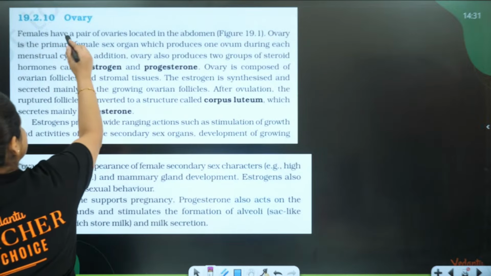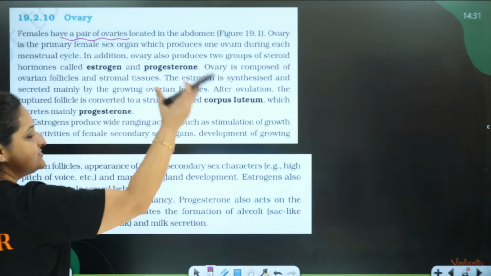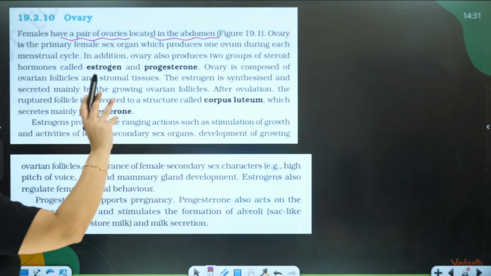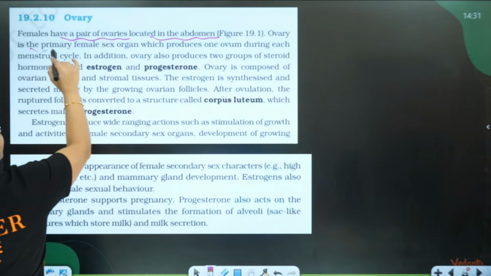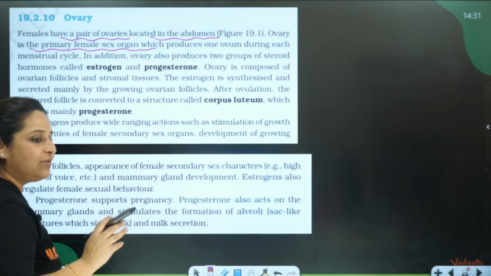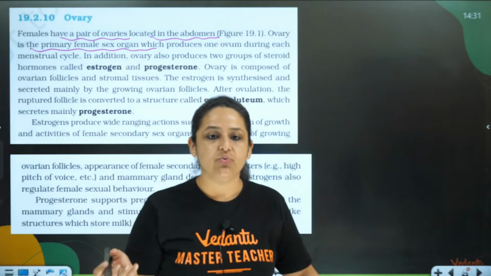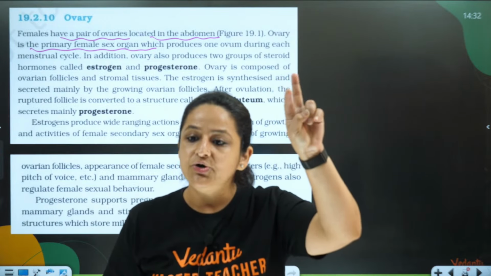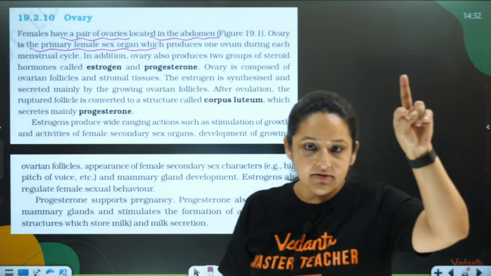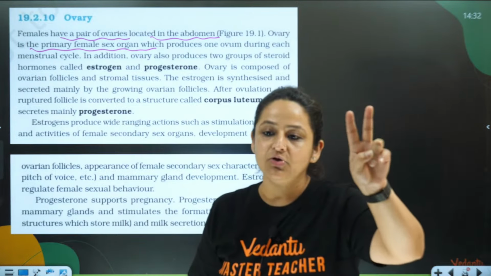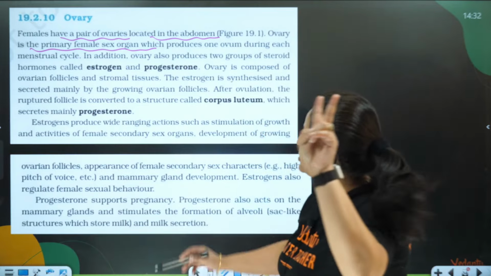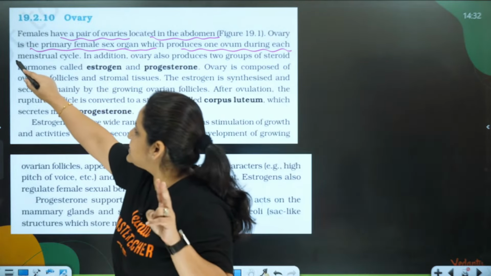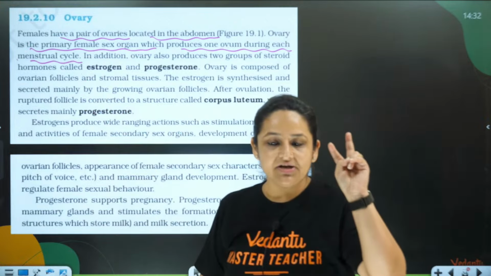So females have a pair of ovaries, bache. Where is it located? It is located in the abdomen area only. Okay? Then ovary is the primary female sex organ. And what is the primary female sex organ going to do? Two things. Number 1, it is going to produce the egg, right? Which at your level you can also say ovum. Okay, so number 1 function is it produces 1 ovum during each menstrual cycle. Okay, so this is function number 1.